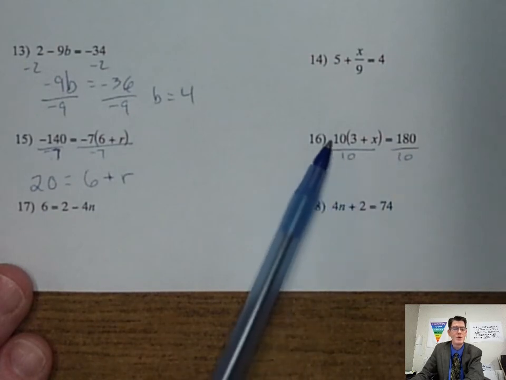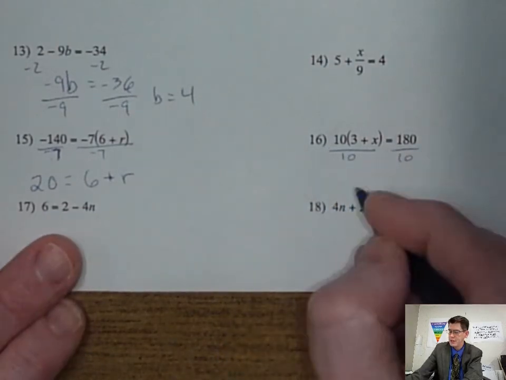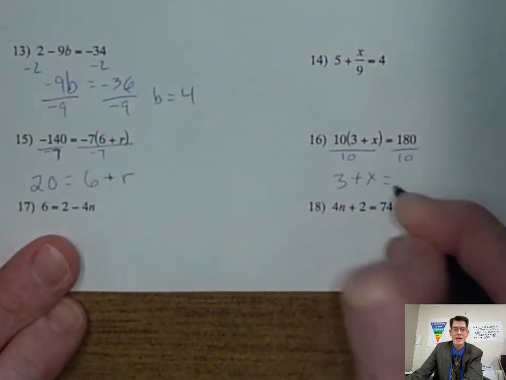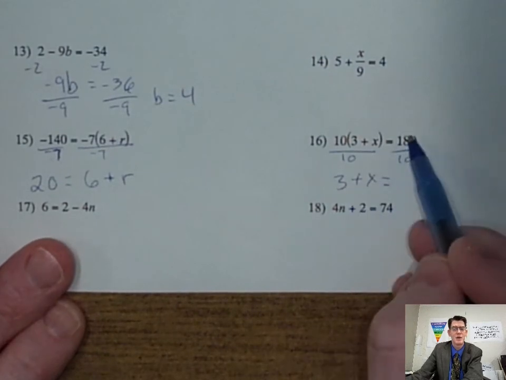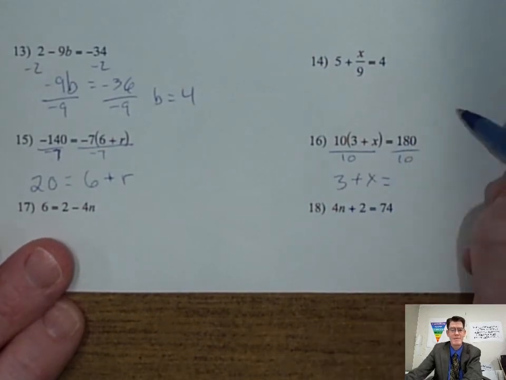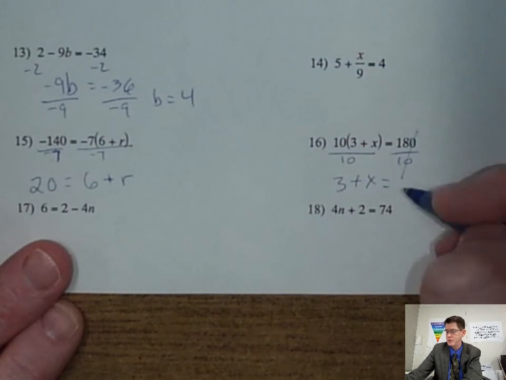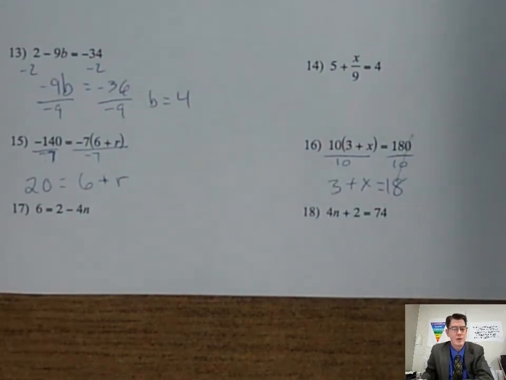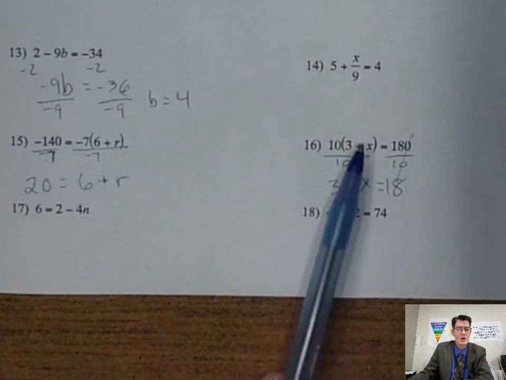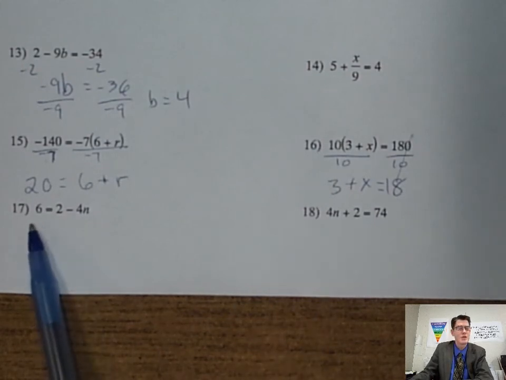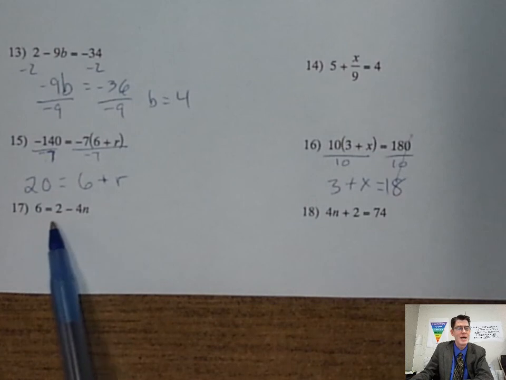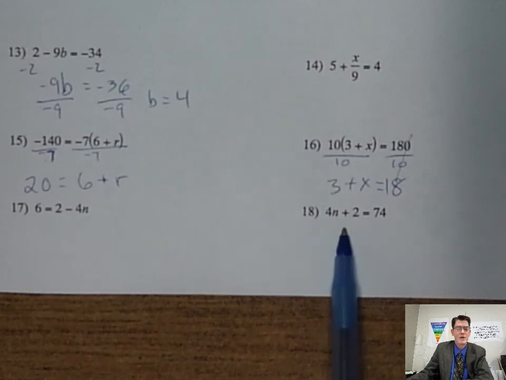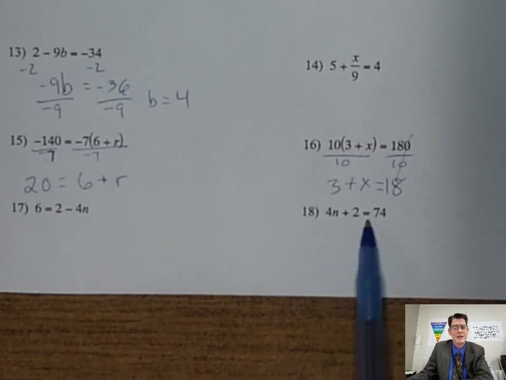Over here, same way, the reason to divide the 10 off is so that 3 plus x ends up all by itself, which makes it simpler numbers to work with. And 180 divided by 10, zeros, so it's 18. Then by subtracting 3 off, we'll get those. These last two you can work out. Just make sure you subtract the 2 off first and then divide by -4. And over here, make sure you subtract the 2 off and then divide by 4 in that order.